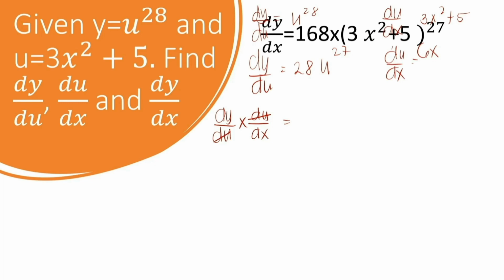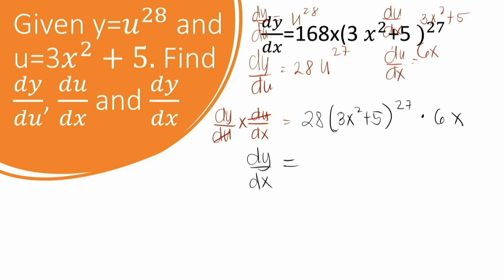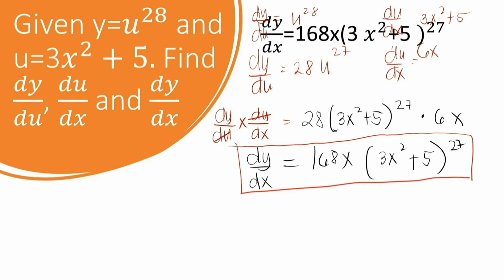So dy/du is 28 u raised to 27. We return the value of u in terms of x, so that is (3x squared plus 5) raised to 27 multiplied by 6x, our du/dx. So dy/dx is equivalent to 28 times 6, that is 168x times (3x squared plus 5) raised to 27. Siguro yun na yung final answer natin. We don't need to expand the (3x squared plus 5) raised to 27, but choose if you want to, if you have nothing better to do. So, let's try another one.